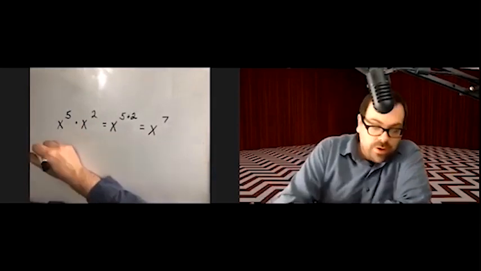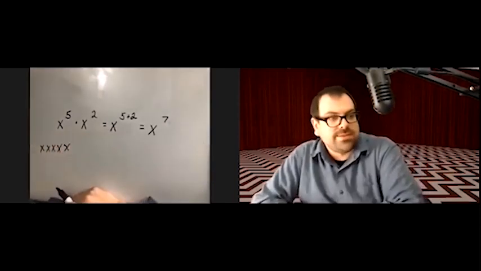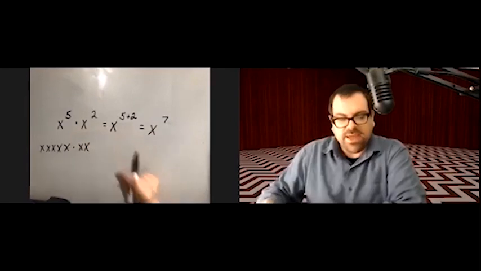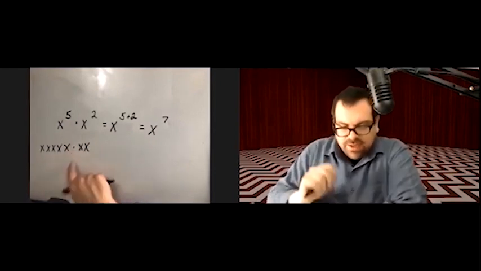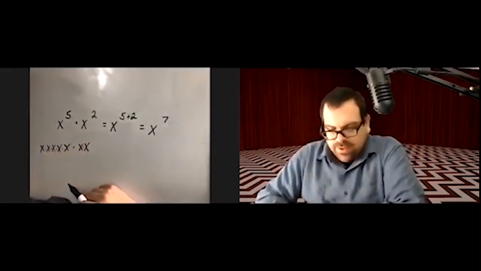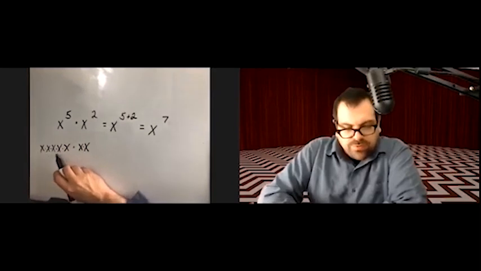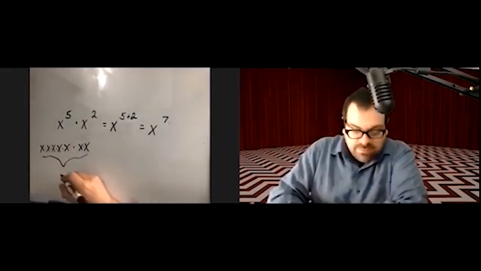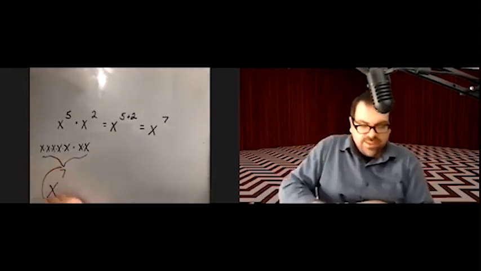X to the 5th would be x times x times x times x times x, times x squared. X squared is x times x. And just because there's a times here, that doesn't make it any different than all of these being multiplied together. It's just like we have times in there. And we can see that all that is multiplying a total of 1, 2, 3, 4, 5, 6, 7 x's, x times itself a total of 7 times, with a listed factor 7 times. That is x to the 7th.